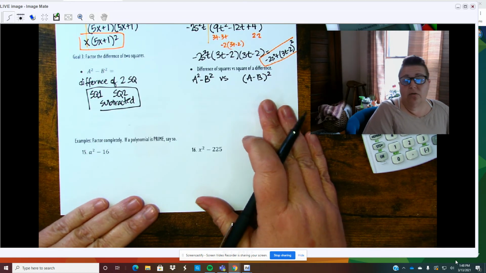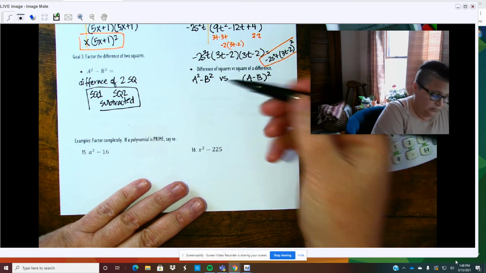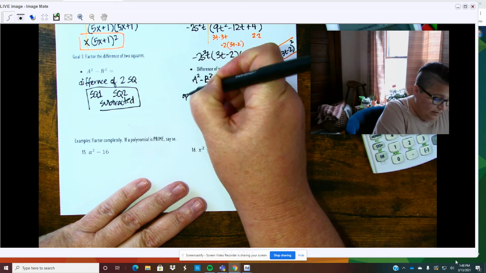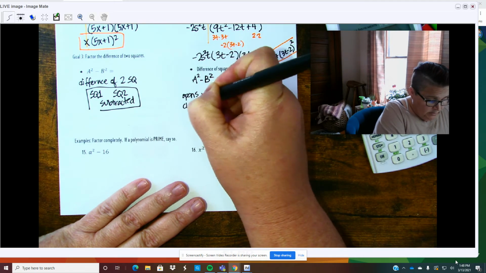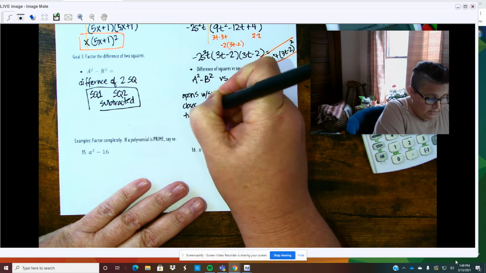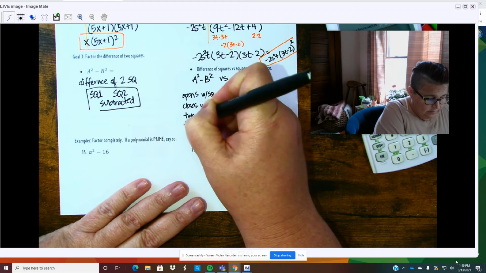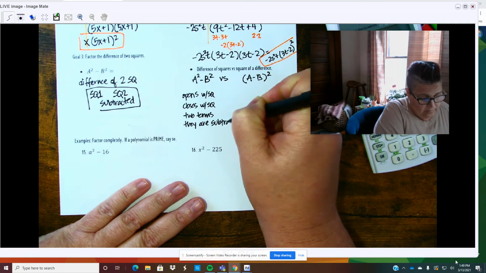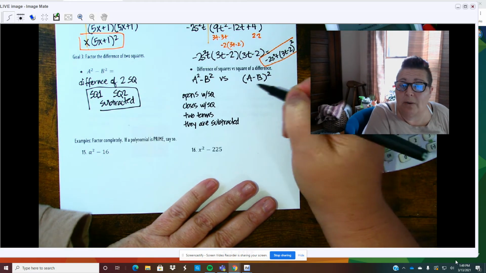So we are going to work at the difference of squares. How do I know the difference of squares? Well, again, it opens with a square and it closes with a square. But there are only two terms and they are subtracted. Right? The difference, the square of a difference.